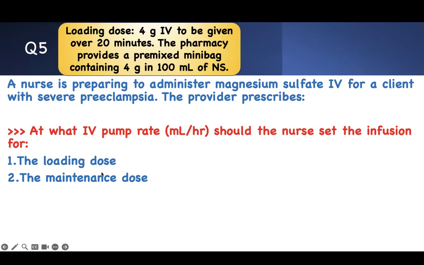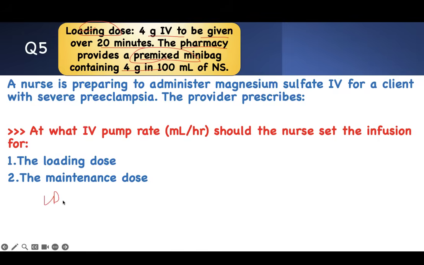This is the loading dose. Don't worry, it's a bunch of information. The question will be: the loading dose instruction is what? 4 grams is to be given over 20 minutes. That's the rate they've given you. The pharmacy provides you what? Pre-mix. That means that's the available.